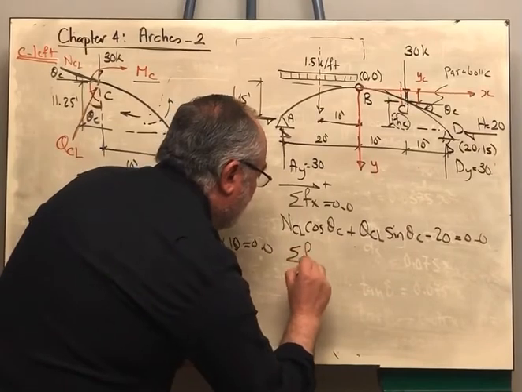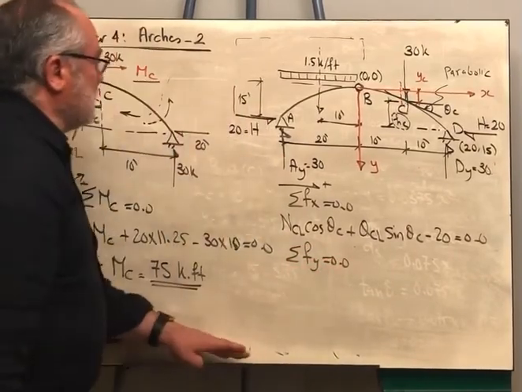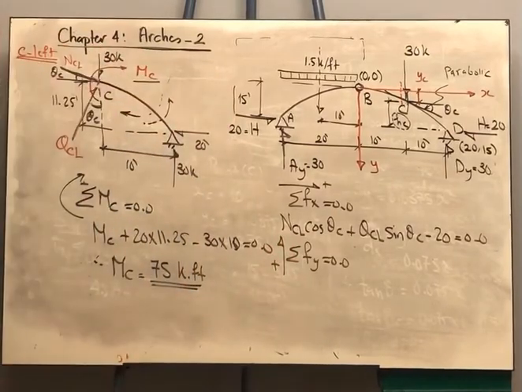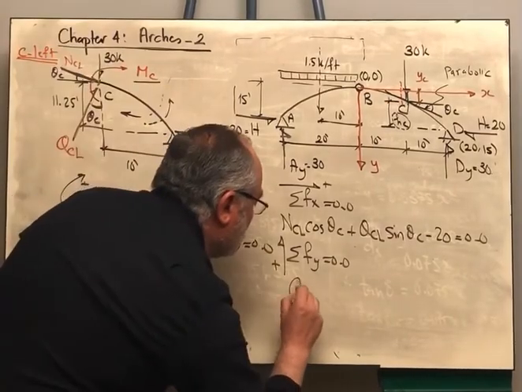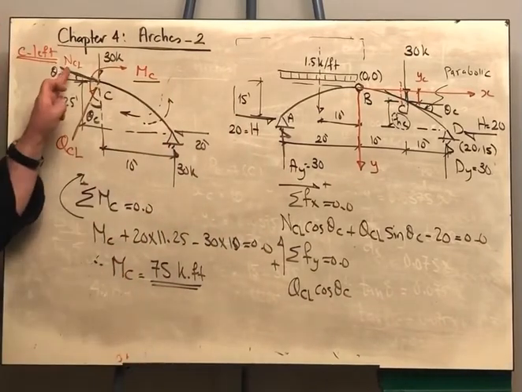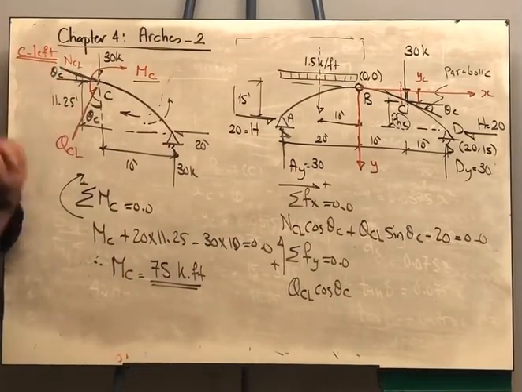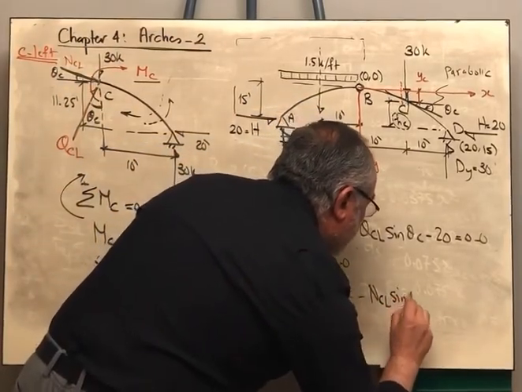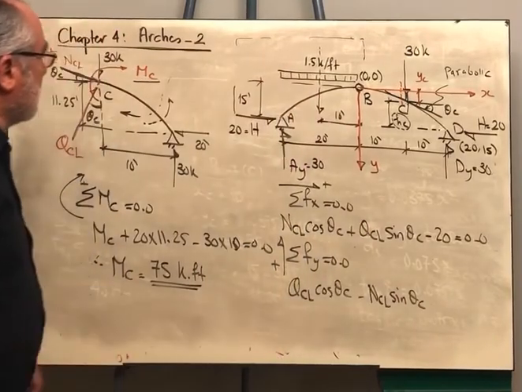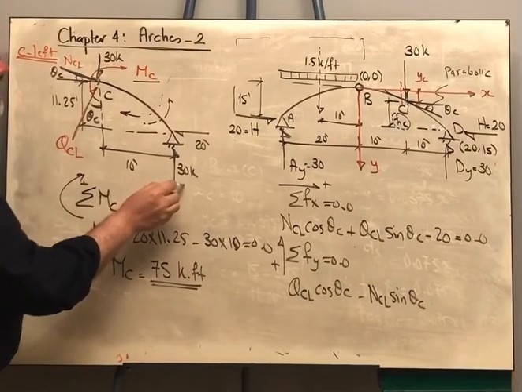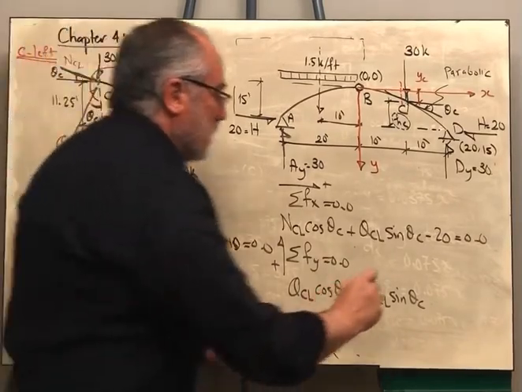And then sigma Fy is equal to 0. I will take the upward direction to be positive. The component of the shear will be QC left cosine theta C, and the component of the normal will be downward, and it will be minus NC left sine theta C. The 30 will cancel out with the 30. So you are having plus 30 minus 30 is equal to 0.